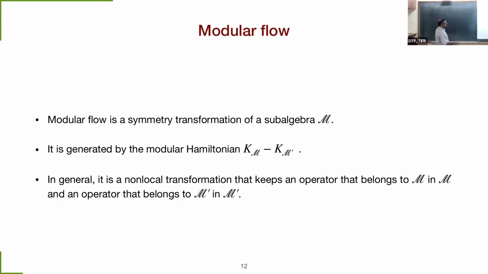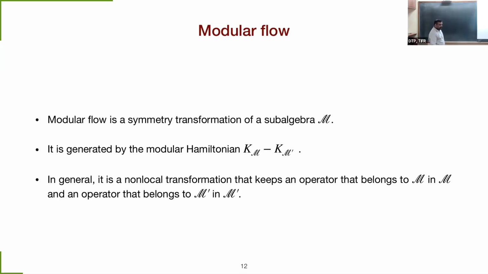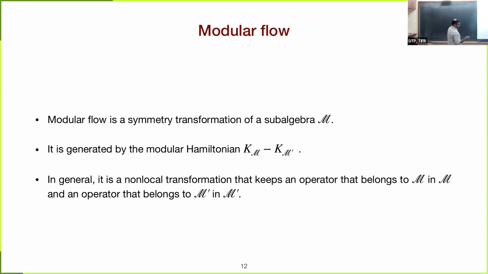So in general, it is a non-local transformation. It may not have a point action. By that, what I mean is if you take an operator which is localized at a certain point, it may not be that it is just taking the operator to another point by following a trajectory. It may be a completely non-local transformation. We'll discuss both examples. Just to make sure it keeps the subalgebra invariant, but just the elements are shuffled, right? And it's a one-to-one map.